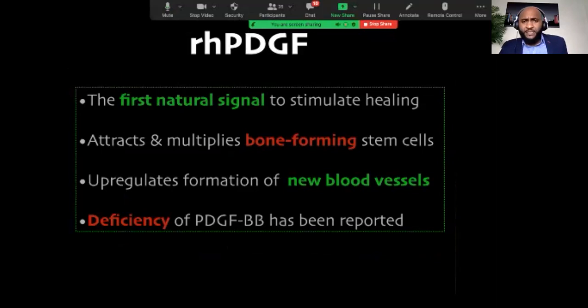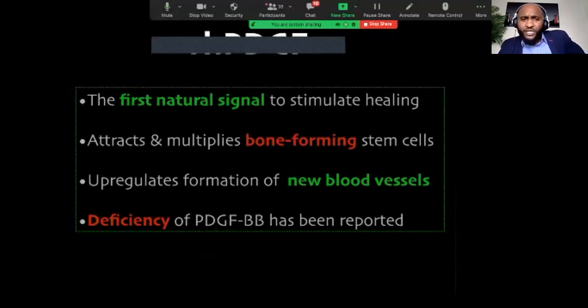Just a highlight: those platelet-derived growth factors, many times when there is injury, are usually the first natural signals to that site. And they help by attracting and multiplying bone-forming cells.